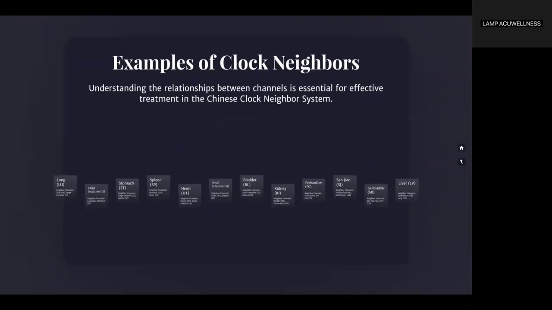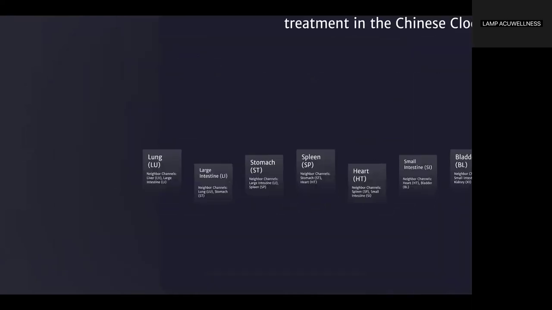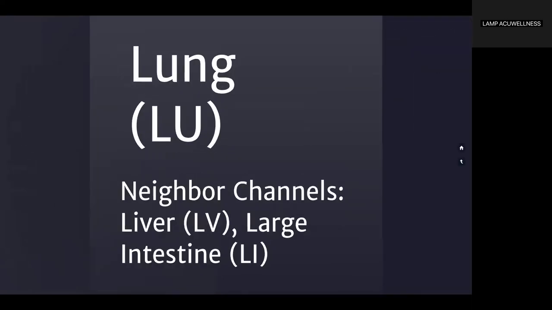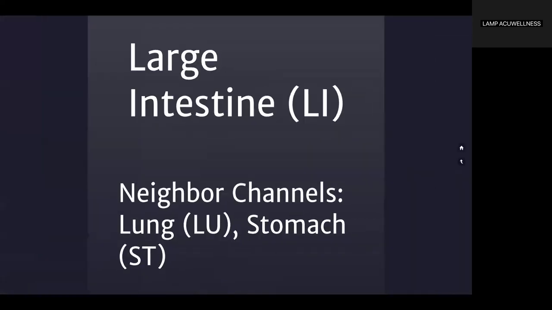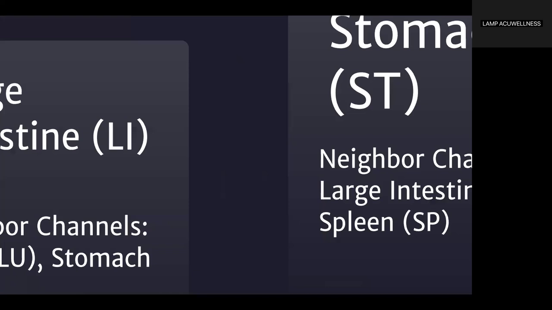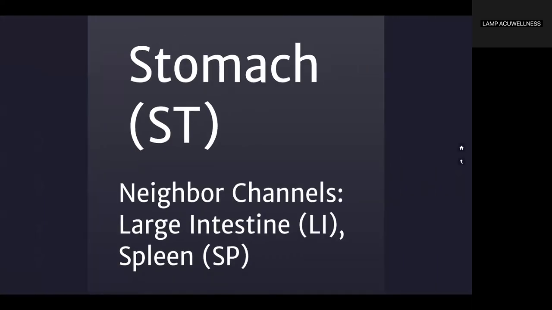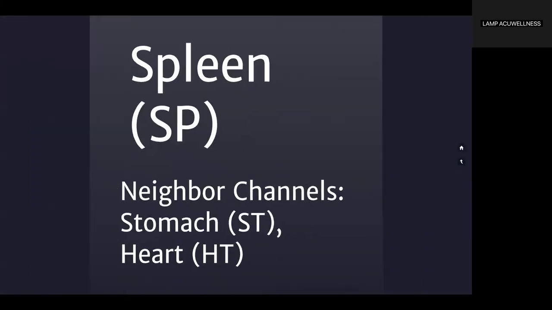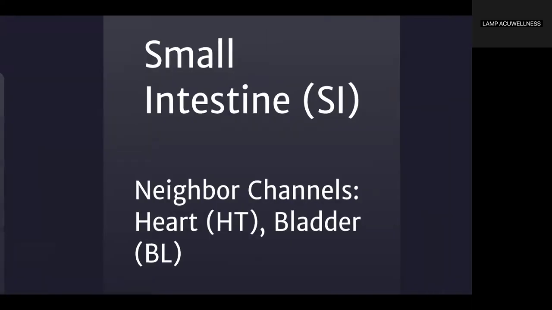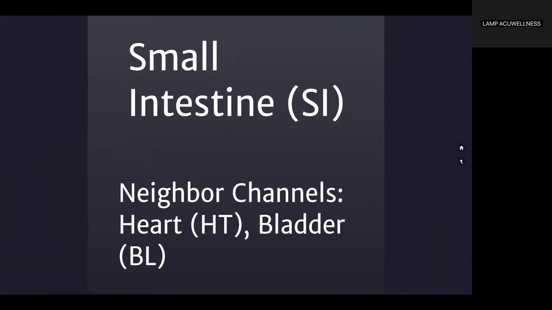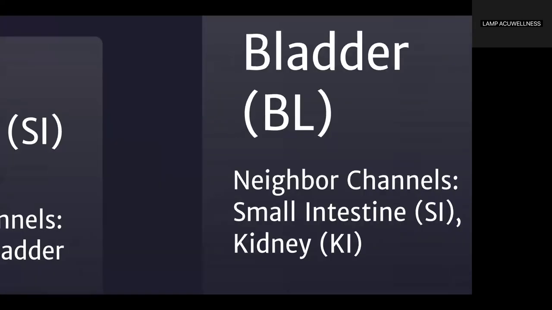Examples of clock neighbors. Understanding the relationships between channels is essential for effective treatment in the Chinese clock neighbor system. Lung, neighbor channels: liver, large intestine. Large intestine, neighbor channels: lung, stomach. Stomach, neighbor channels: large intestine, spleen. Spleen, neighbor channels: stomach, heart. Heart, neighbor channels: spleen, small intestine. Small intestine, neighbor channels: heart and bladder.